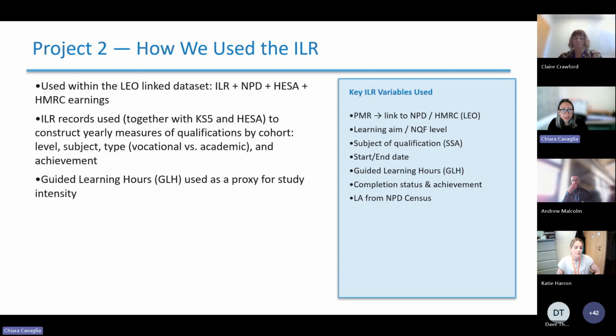So the variable that we needed especially from the ILR in this case was the pupil reference number, the one that is used to link to the NPD and to link to LEO.